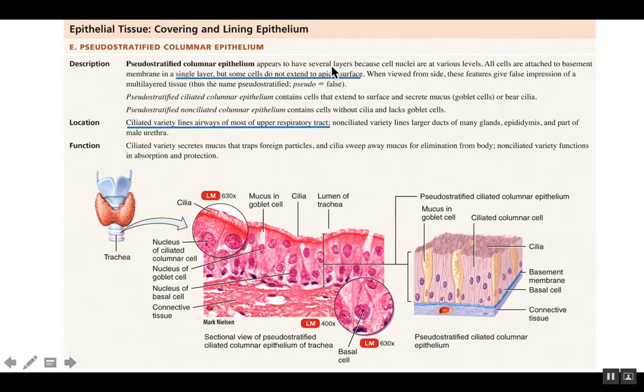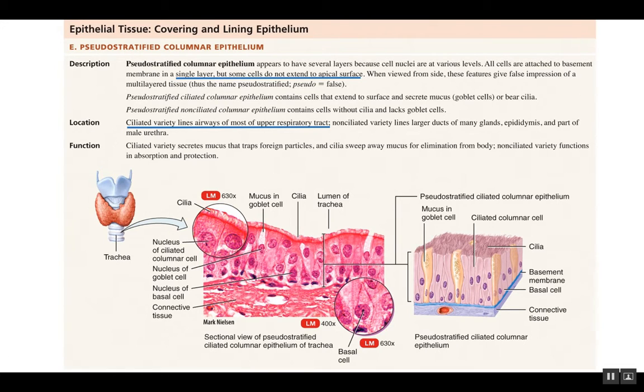So it appears to have several layers of cells because if you look at the nuclei, they are at different levels. So these darker round circles that you see in tissue samples are usually the nuclei of the cells. Since they sit at different levels, it appears as if there's many layers of cells here. But indeed there is not. It's a single layer, but some cells do not extend to the apical surface, so it appears as if there's many layers.